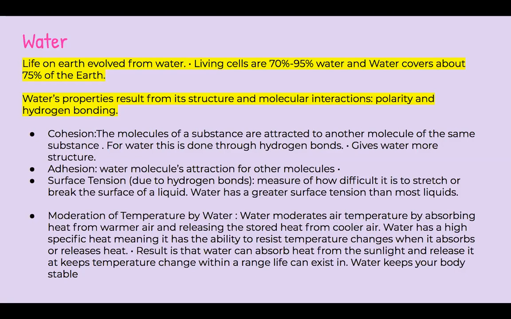And we have the moderation of temperature by water. Water moderates air temperature by absorbing heat from warmer air and releasing the stored heat to cooler air. Water has a high specific heat, meaning that it has the ability to resist temperature changes when it absorbs or releases heat. The result is that water can absorb heat from the sunlight and release it and keep temperature change within a range life can exist in.